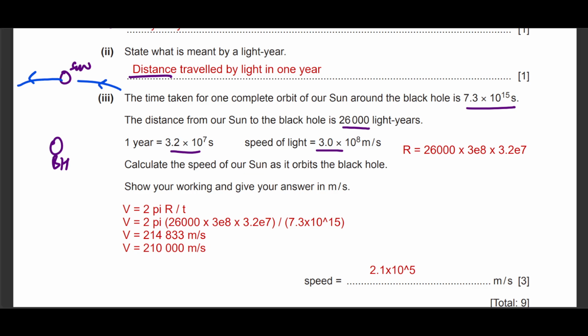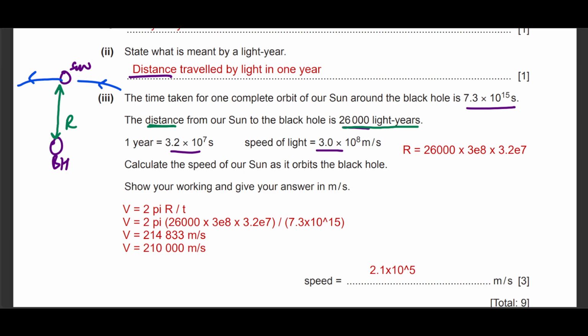Now, the formula for this orbital velocity is v equals 2 pi r by t. So it's easy to figure out 2 and pi and the time taken for the sun to travel around the black hole. So figuring out r is the primary problem, right? So r is the distance from the black hole up to the sun. So how do you calculate that? The distance is mentioned as 26,000 light years.